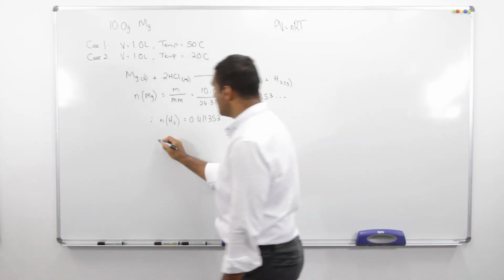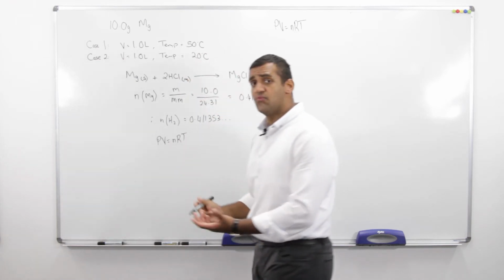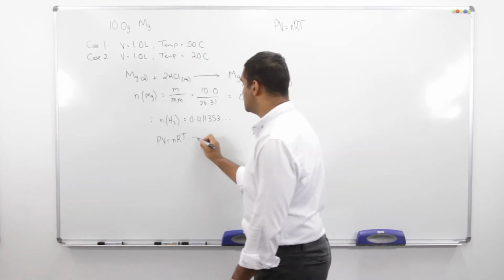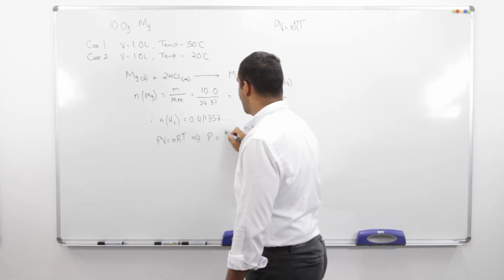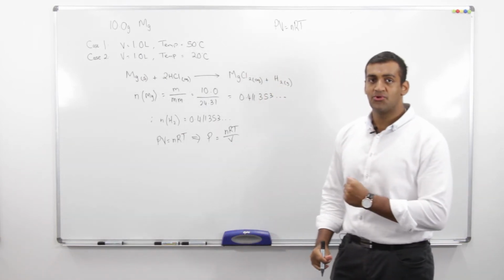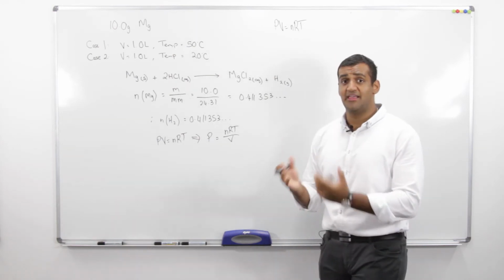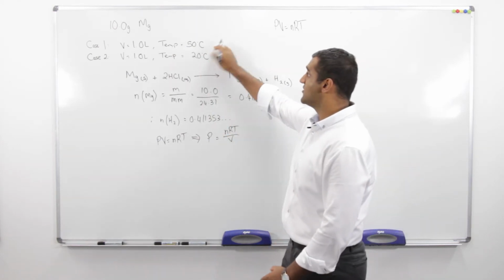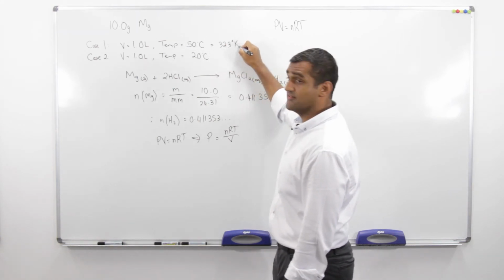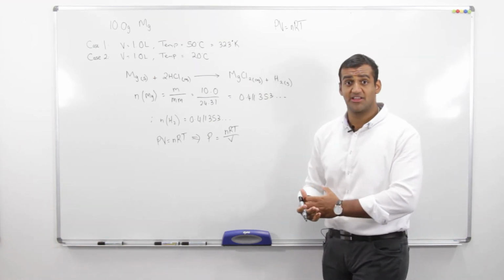So, first thing that we do, write out a formula again, PV equals nRT, and rearrange this formula so that the thing that we are looking for is isolated on the left-hand side. So if we do that, we get P equals nRT on V. Now, if we sub in all our numbers, the one thing that you have to realize is that the temperature always has to be in Kelvin. So in this case, 50 degrees Celsius is equal to 323 degrees Kelvin. So we have to make that conversion, and the conversion is just adding 273 degrees.